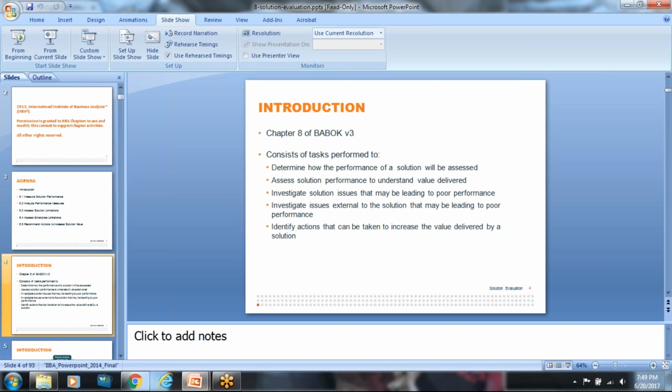So the BABOK states that this describes tasks that BAs perform to assess the performance of, and the value delivered by, a solution that's in use by an enterprise. And then recommend removal of barriers and so on and so forth. When I think of in use, that may be something that's in production, or maybe a partial solution, or maybe even a prototype. So it doesn't necessarily have to be something that's implemented. It's something that we're saying this is a solution.